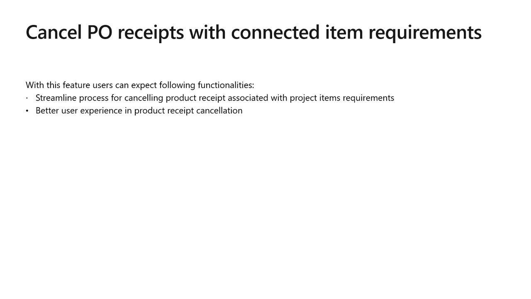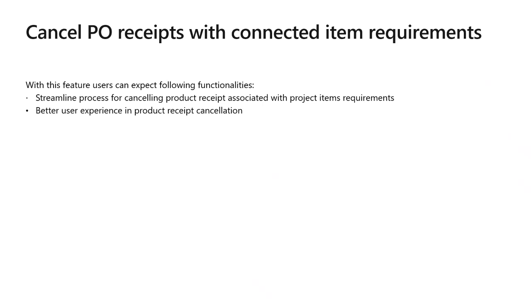Another feature we want to review is the cancellation of purchase order receipts with connected item requirements. Currently, a manual workaround exists where, if users have an item requirement purchase order and they need to reverse it, they can create a negative quantity, and adjust return lot IDs with the consumed lot ID in the original transaction before posting the negative product receipt. This feature will provide a good user experience similar to the purchase order receipt cancellation process.